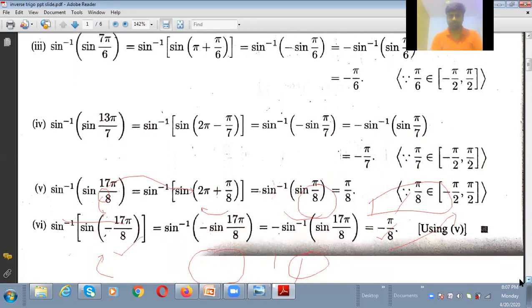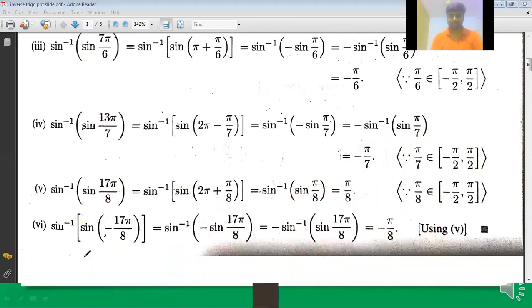So now let us go for this sixth question. Last question in this. Sine inverse of sine of minus 17 pi by 8. Now we just recall the formula for sine of minus x from class 11. Sine of minus theta is minus sine theta. Sine of minus x is minus sine x, that we have learnt in class 11. So minus sine 17 pi by 8, correct? So this minus I can write outside.